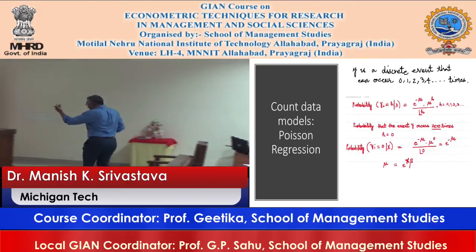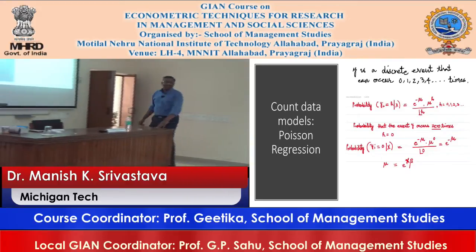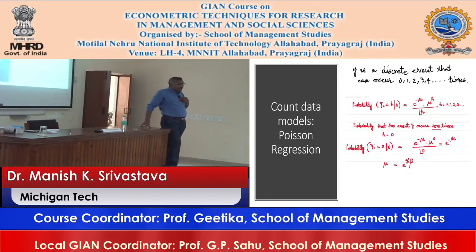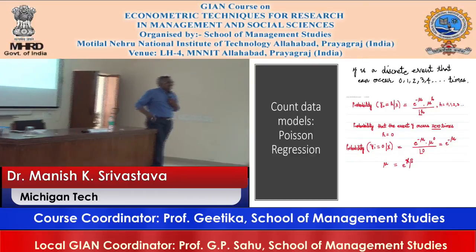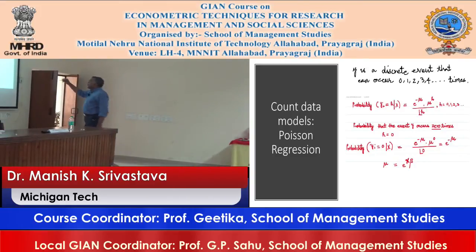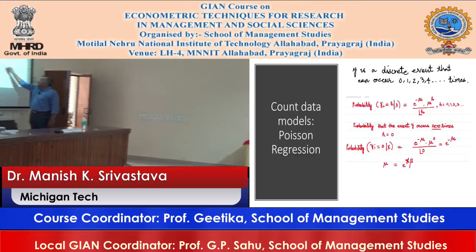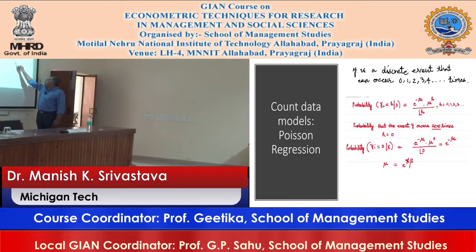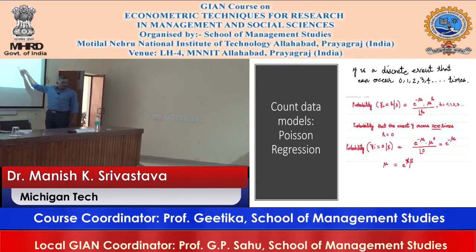Now, let's start with the base of patents taking 0. So E to the power minus mu, times mu to the power 0, divided by factorial 0. Factorial 0 will become 1, and anything to the power 0 becomes 1. So this becomes E to the power minus mu.